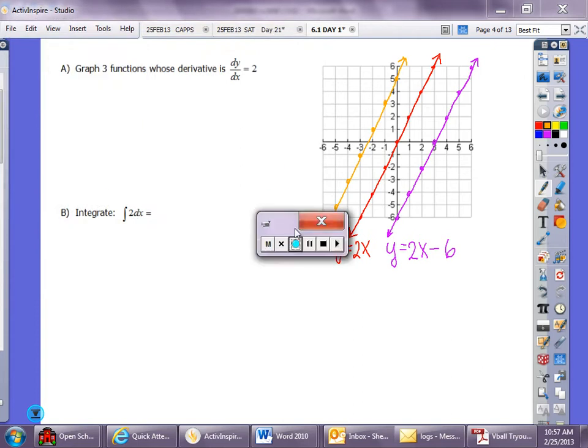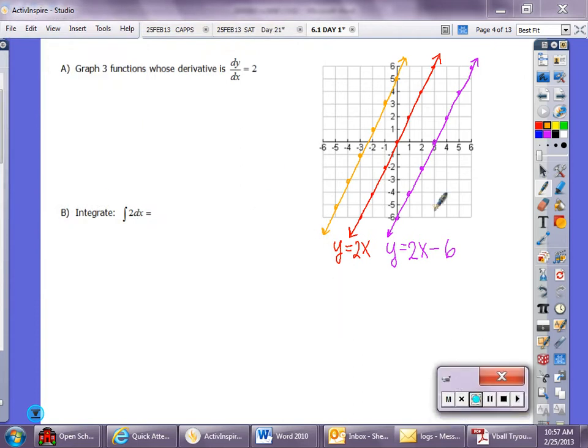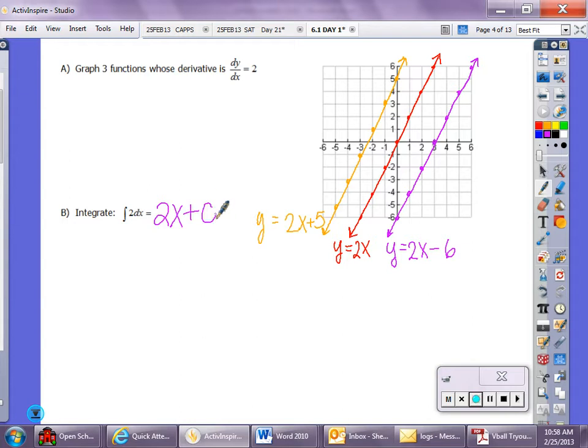Alright, so you have 3 lines that all have a slope of 2. My orange one, I think, is y equals 2x plus 5. They all have a slope of 2, obviously, because they all say 2x. This is really just to get across to you the visual reason for the plus c. If I take the antiderivative of 2dx, it gives me 2x plus c. And we said if there are no limit values, you have to have a plus c.